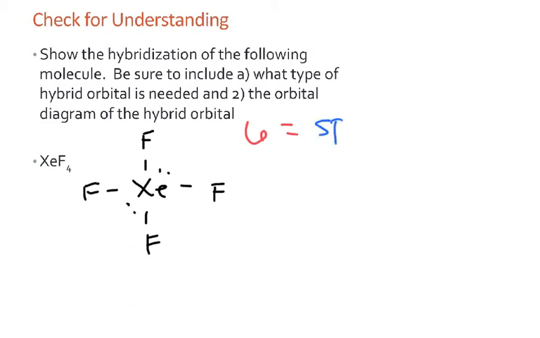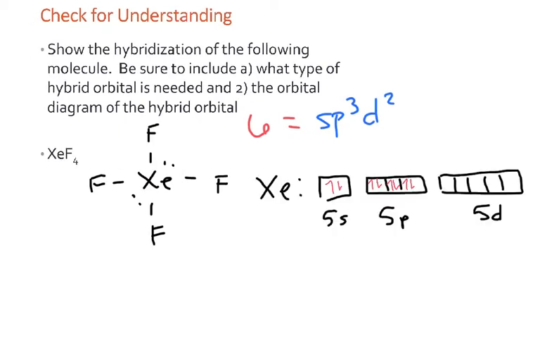And that would be sp3d2. Notice how that all adds up. Okay, 1 s, 3 p's, and 2 d's all add up to give us 6. Now, I have to prove that it's sp3d2. So just like before, I'm going to draw the ground state configuration for the central atom, which is xenon.